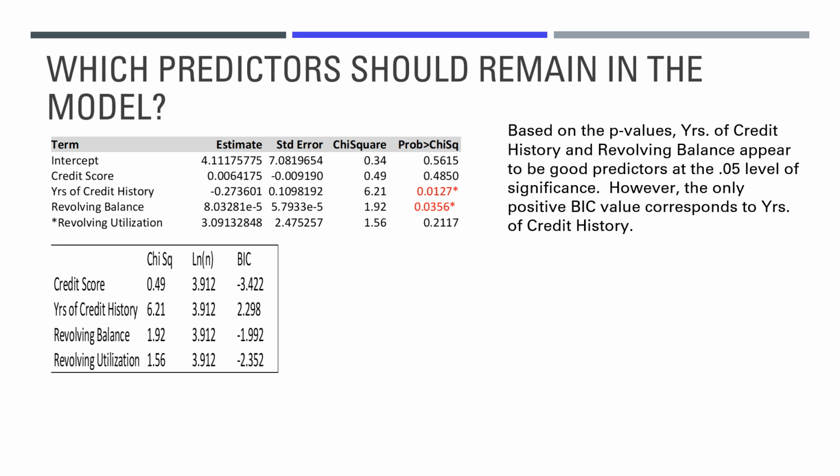However, we also have to look at the BIC scores. The only positive BIC score is for years of credit history. So that's the only value that should remain in the model.